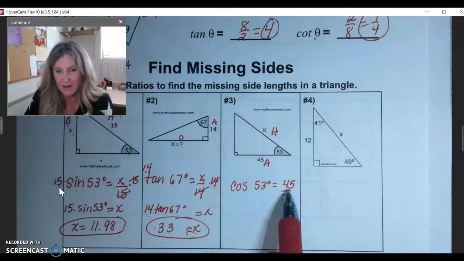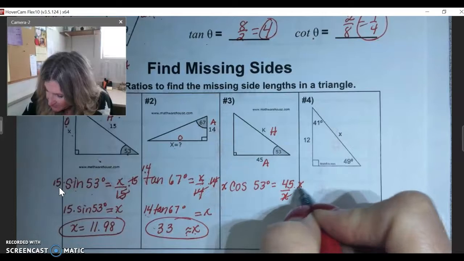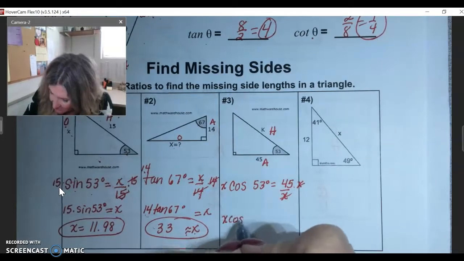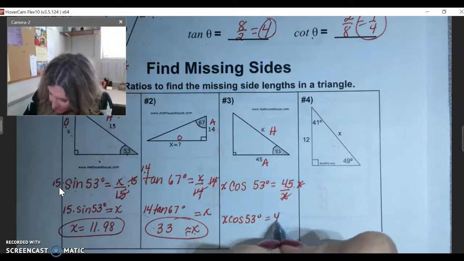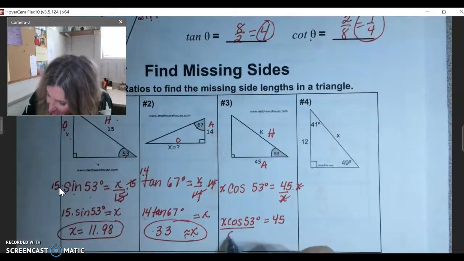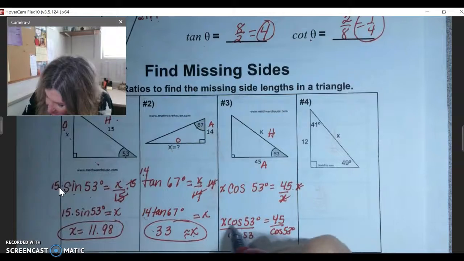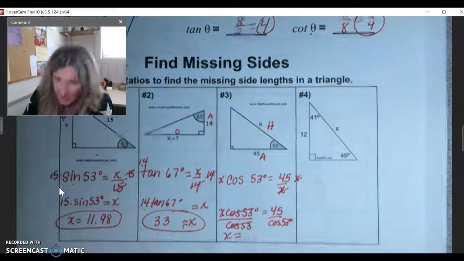All right, now on this one, I have to get this X by itself. So I'm going to have to multiply both sides by X first of all. And I get X cosine of 53 equals 45. Now, if I want to get X by itself, it's not by itself like it was here. So since this X is now in this right here, how would I undo X times cosine? Well, I would have to divide by cosine of 53. Okay, now these would cancel, and now I can figure out what X is.